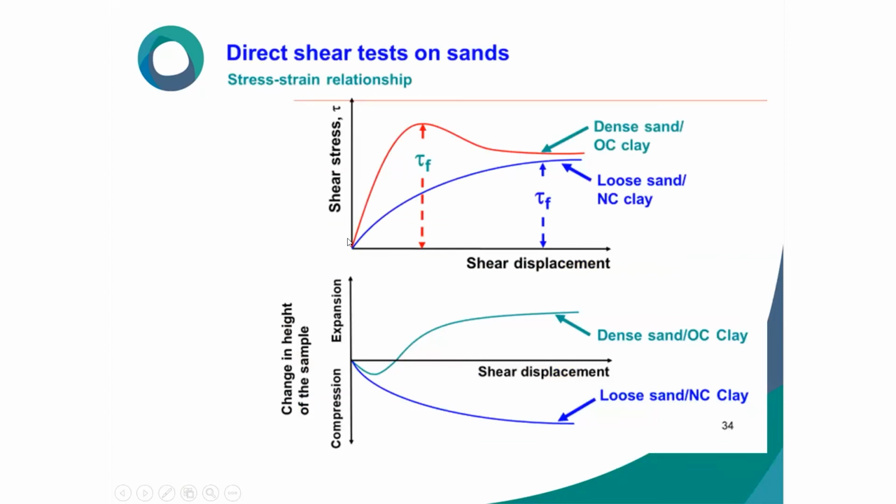See, once you do this for different types of soil, you can see shear displacement versus shear stress. This is the loose sand or normally consolidated clay. This is dense sand and overconsolidated clay. And this is with respect to the volumetric change in height of the sample. So this is for the dense, this is for the loose. Compression will go below and this will be expansion.